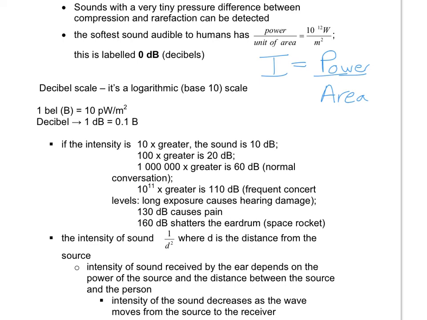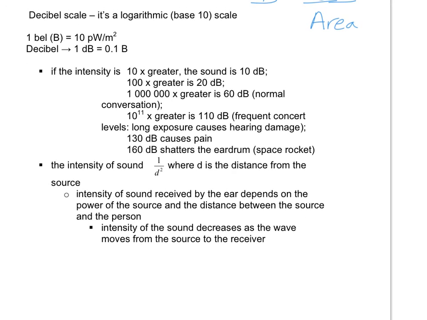So let's take a look at what the intensity is like and what that scale actually looks like. And I did say it was logarithmic, so you can actually see when we're logarithmic base 10, we're increasing by factors of 10, or like 10 to the n, like 10 to the 2 or 10 to the 3. It's the factor that we're increasing by. So it's a logarithmic scale. If the intensity is 10 times greater, the sound will actually be 10 decibels. 100 times greater would be 20 decibels, similar to how the pH scale works. 1,000,000 times greater is 60 decibels, and that's actually what normal conversation would be at.